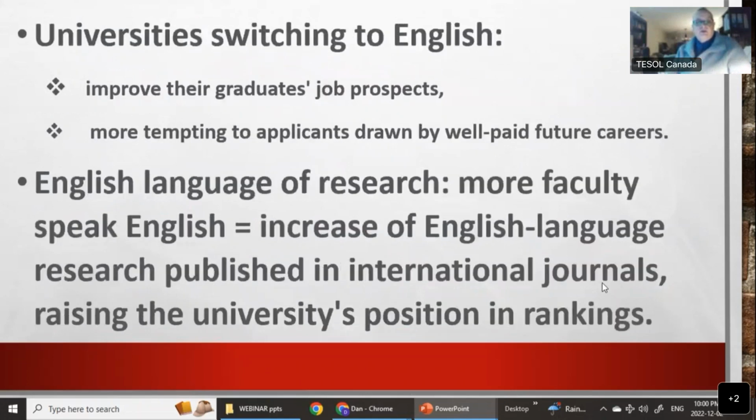Universities switching to English do that to improve their graduates' job prospects and to make it more tempting to applicants drawn by well-paid future careers. English is the language of research. If more faculty speak English and have an increase of English language research published in international journals, this raises the university's position in global rankings.